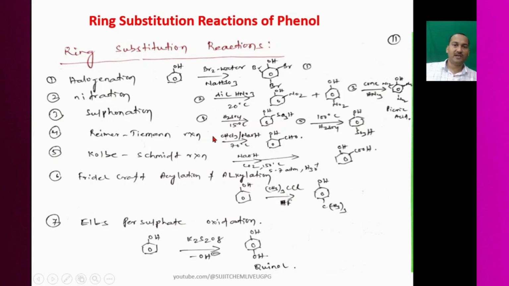Similarly, Reimer-Tiemann reaction. It can undergo reaction with CHCl3 and sodium hydroxide, giving salicylaldehyde. Kolbe-Schmidt reaction, with sodium hydroxide and carbon dioxide, you can have salicylic acid. Similarly, it can undergo Friedel-Crafts acylation and alkylation. Similarly, it can undergo Elbs persulfate oxidation. So phenol can react with K2S2O8, giving rise to quinol.